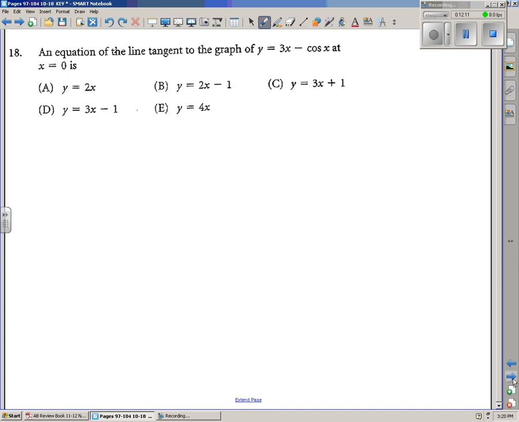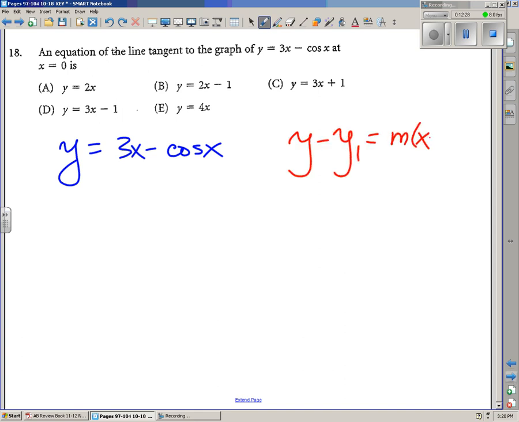An equation of the line tangent to the graph of y equals 3x minus cosine of x at x equals 0 is. So if I have y equals 3x minus cos x, I need to find the equation of the tangent line, which you really have to know. There's the equation of any line. I need my first derivative. Well, sorry, let's not go there yet. What I need to find are x1, y1, and the slope. Well, they told me x1 was 0, so that's easy. Now, what we want to find are y1 and the m.